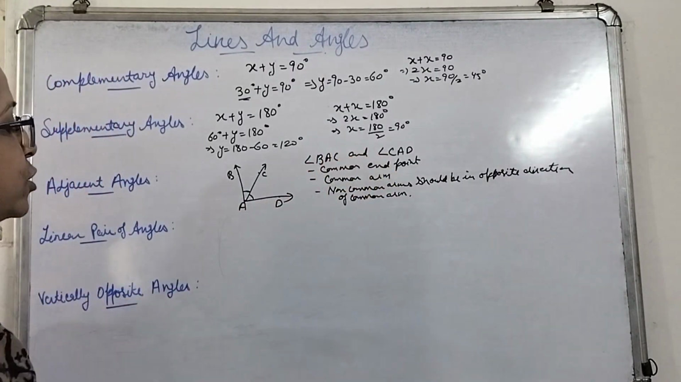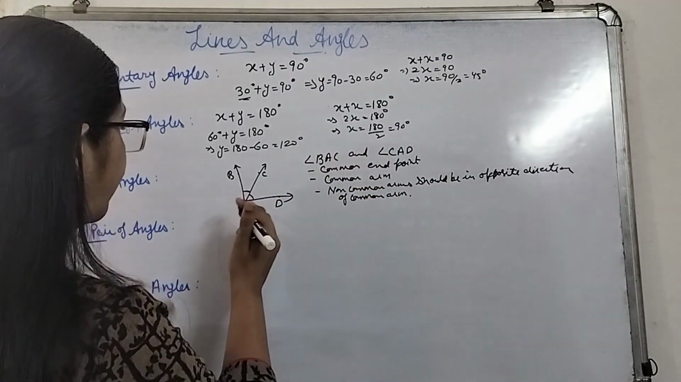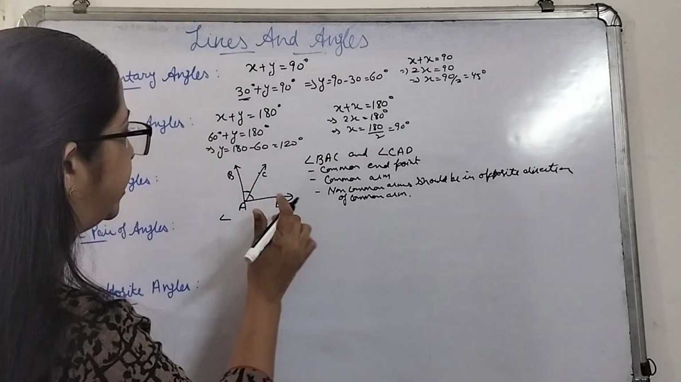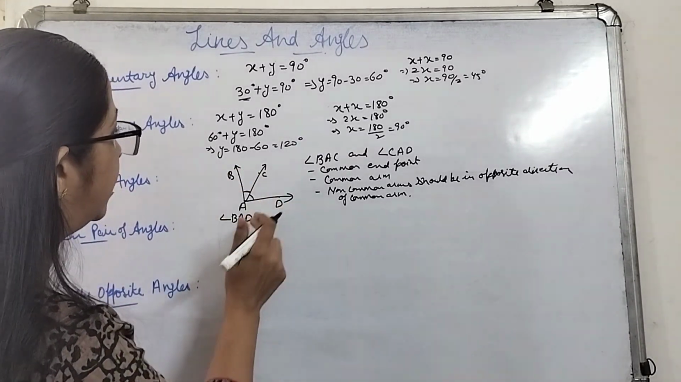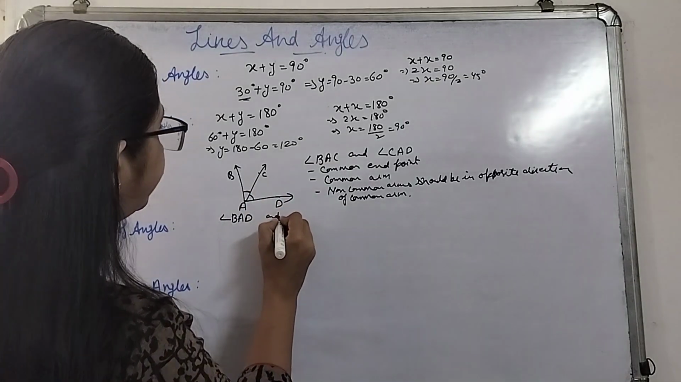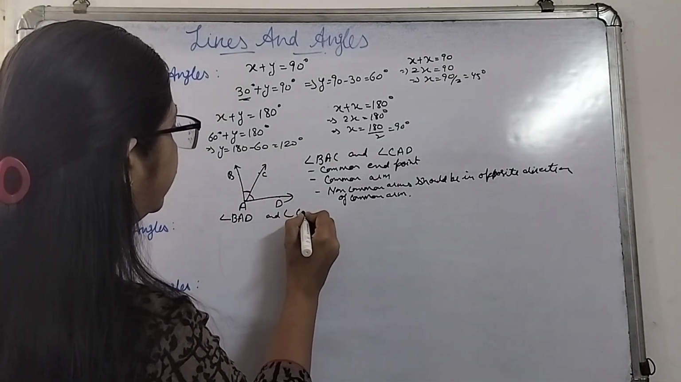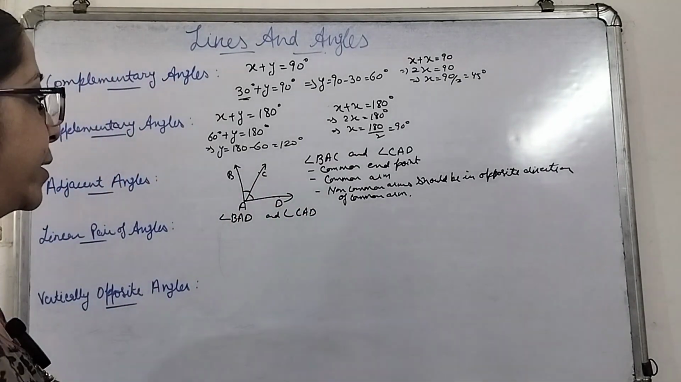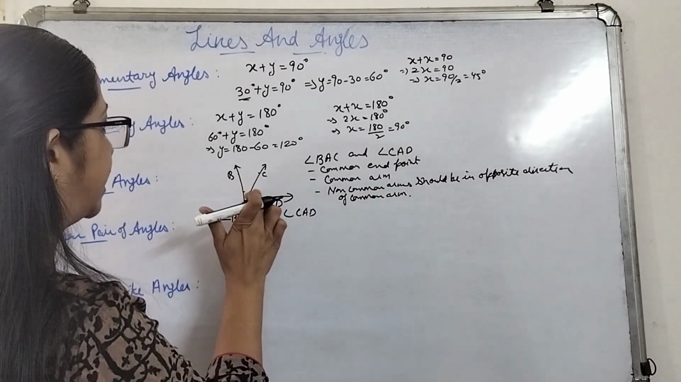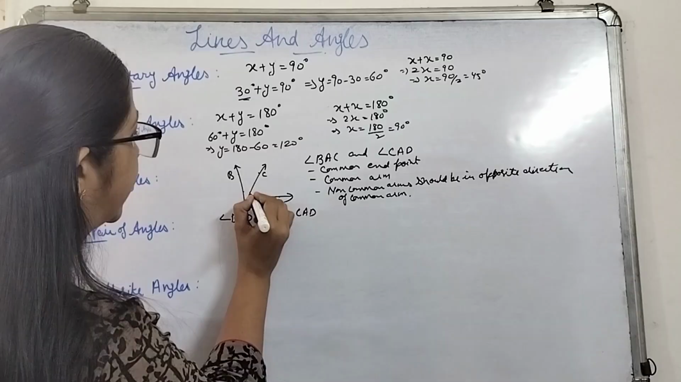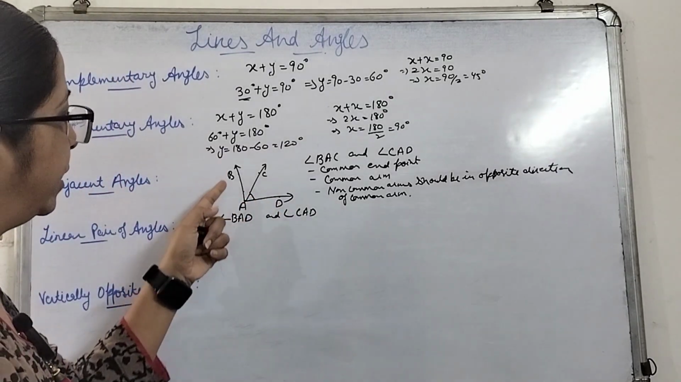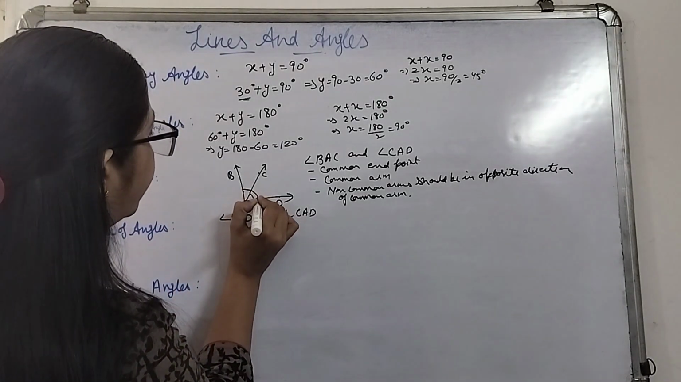Now instead of these two angles, if I consider angle BAD, this whole angle, and I consider angle CAD. If I consider these two angles, now instead of this angle, I am considering one of the angles as CAD, that means this angle, and another angle is BAD, that means this angle.